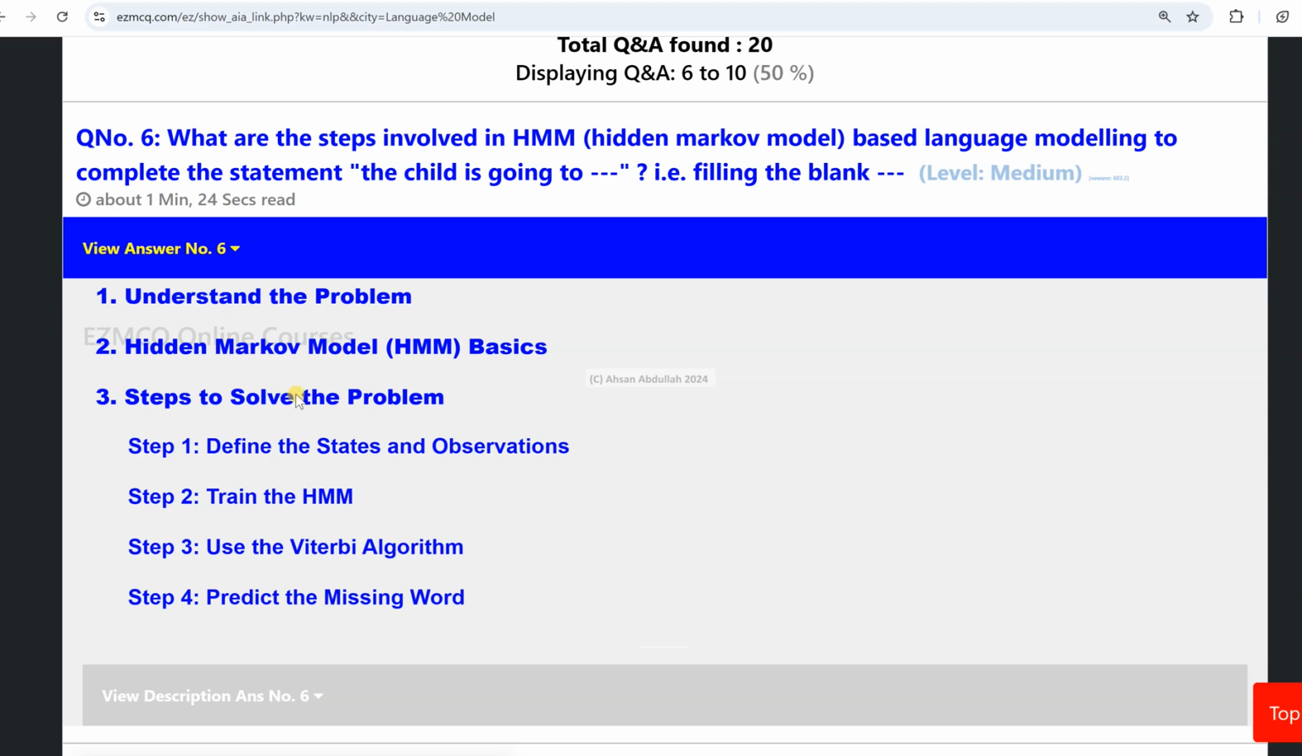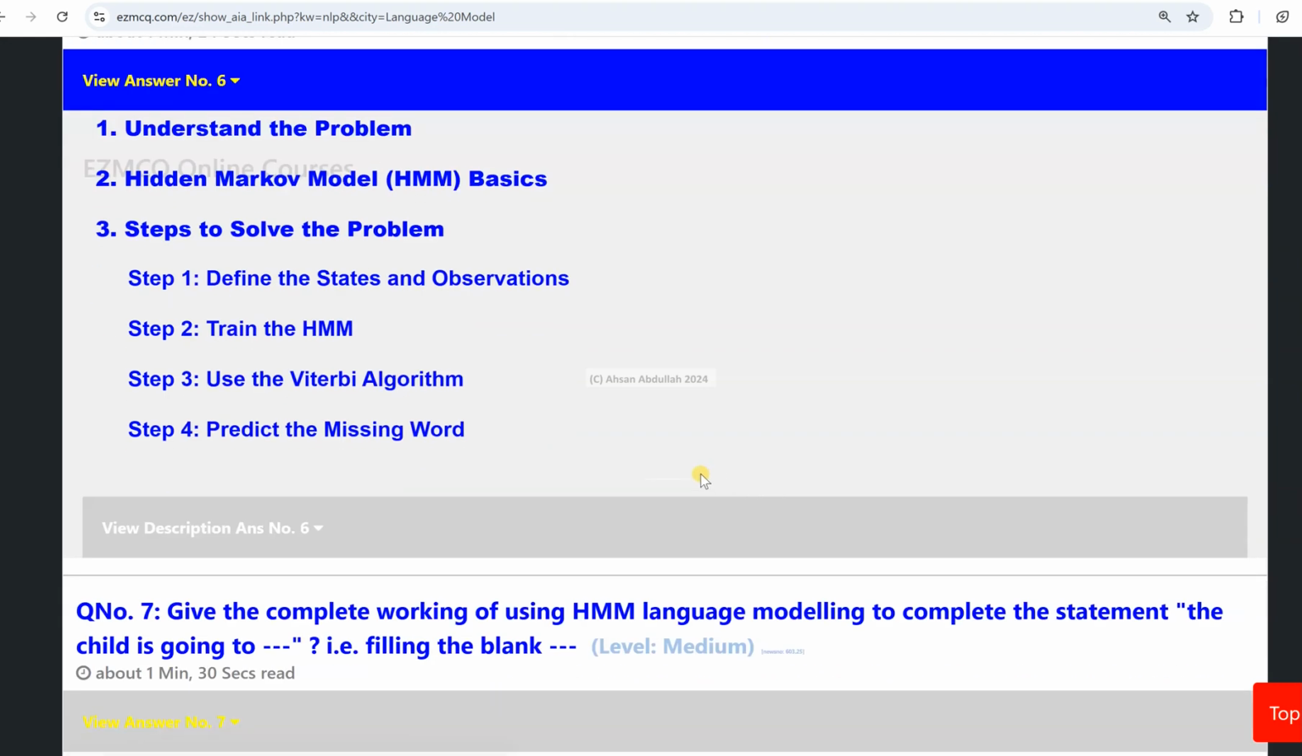So what are the steps to solve the problem, which is the language model using HMM? Define the states and the observations. What is the state? What are the observations? We define them. Train the HMM, training based upon the corpus. Of course, we will not be using any corpus here. I'll give you certain idea, okay, which makes sense. Then we use the Word2Vec algorithm to identify the sequence of the hidden states and then make the prediction about the missing words. Which missing word? The word which will go here. That missing word. So now let's look at the details and what are those steps in detail.